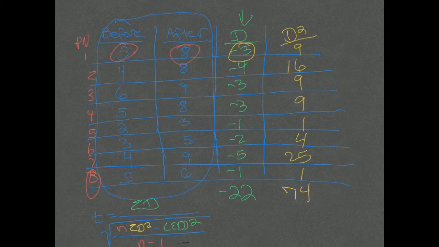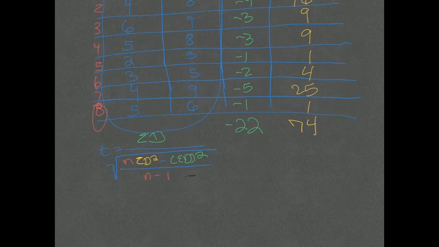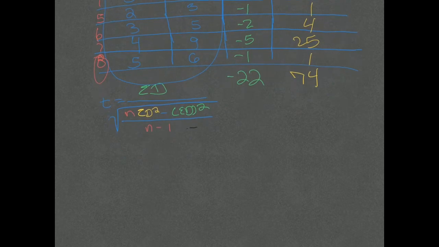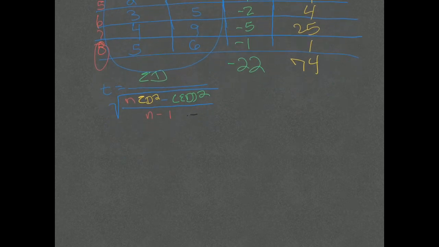So hopefully you can see this. We're going to use this formula. This is our within subjects t-test formula. And so we're just going to go ahead and plug in these numbers. So we're going to start t equals, and then I'm going to switch colors. We know that the sum of the difference scores, the sum of the D scores here is -22. So we're going to plug that in.